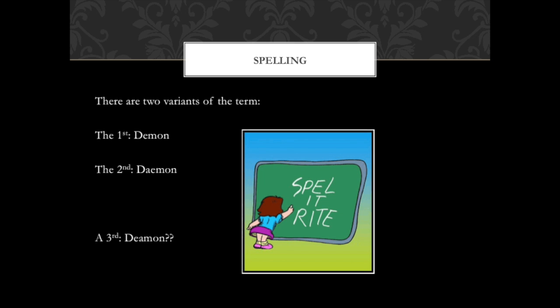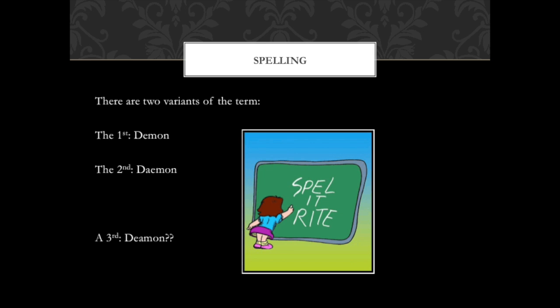So we are probably all aware that there are two spellings of the word demon that are being used. One is D-E-M-O-N and the second D-A-E-M-O-N. The first is far more common. The second is what you see in Warhammer. As this is a Warhammer related video, that's probably where most of us are encountering that.